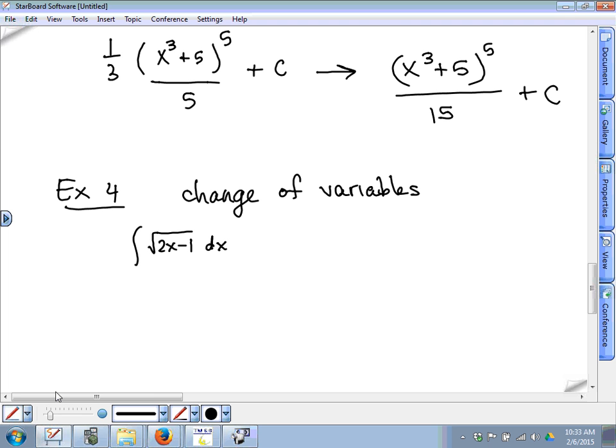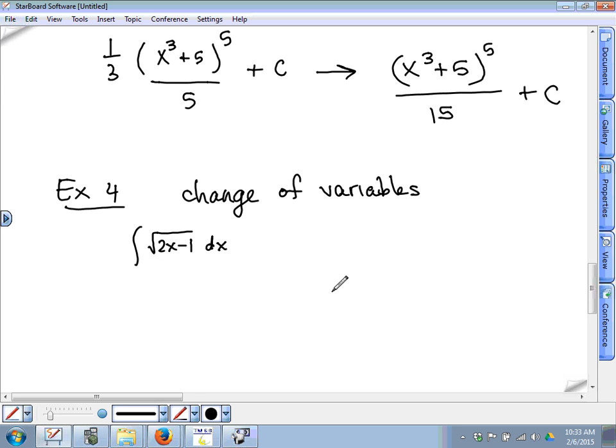Is there a substitution we can make here? Yeah, we can change that radical into a parenthesis, 2x minus 1 to the 1/2. We could, yeah. And we're probably going to do that a little bit later. But I'm talking about making a substitution. So change dx.